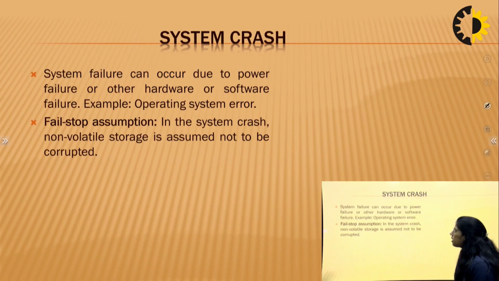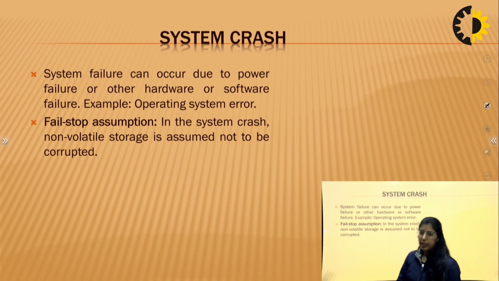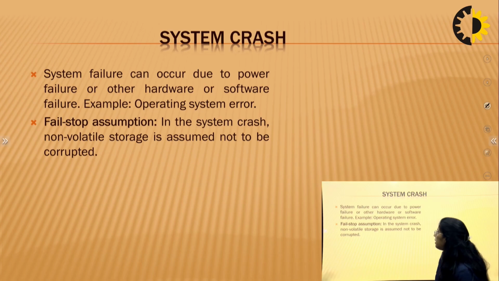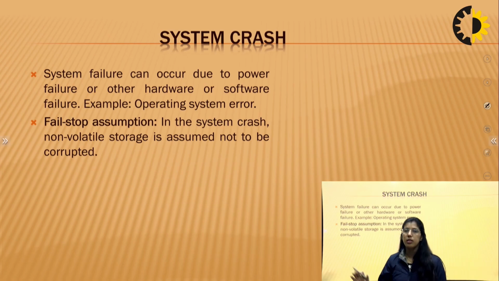System failure can occur due to power failure. It can also be caused by other hardware or software failure, for example, operating system error. Fail stop assumption: in a system crash, non-volatile storage is assumed not to be corrupted. This is the cause of the system crash.